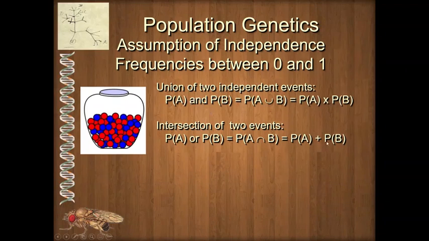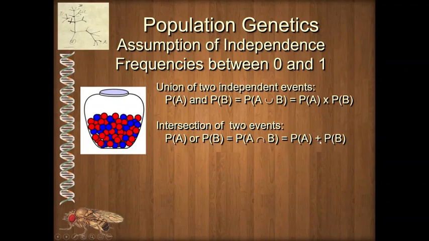Now, the second important probability calculation for us is what we call the intersection. And the intersection is when we get an A or a B. So what is the probability that I get an A or a B? That's represented by this little upside down U symbol. That is the intersection of events. And to figure that out, we do the probability of A plus the probability of B.